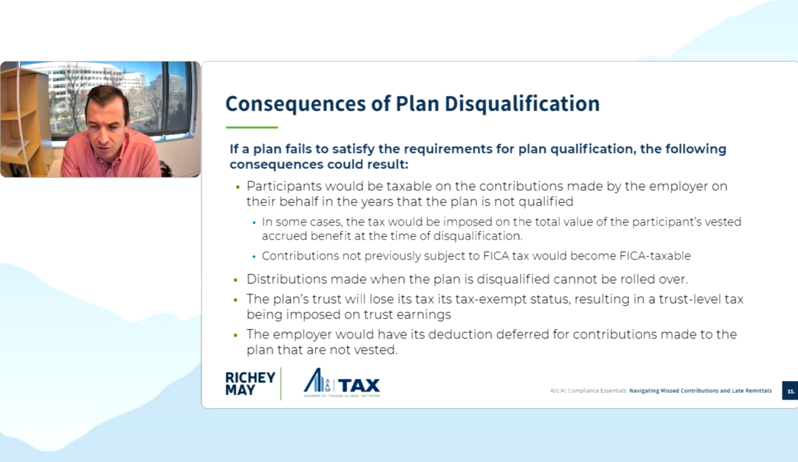On the other side of it, the plan's trust would lose its tax exempt status under Code Section 501(a), and there'd be a resulting trust-level tax on the trust earnings. So you have now a recognition of income on the employee side, and all of a sudden you're going to have taxes at the trust level as well. Finally, the employer would lose its deduction for deferred contributions made to the plan that aren't vested. For those that are vested, it's back to that matching principle like Michael was talking about. Now that they're being recognized by the employee, the employer would get the deduction, but to the extent they're not vested, the employer would lose their deduction.